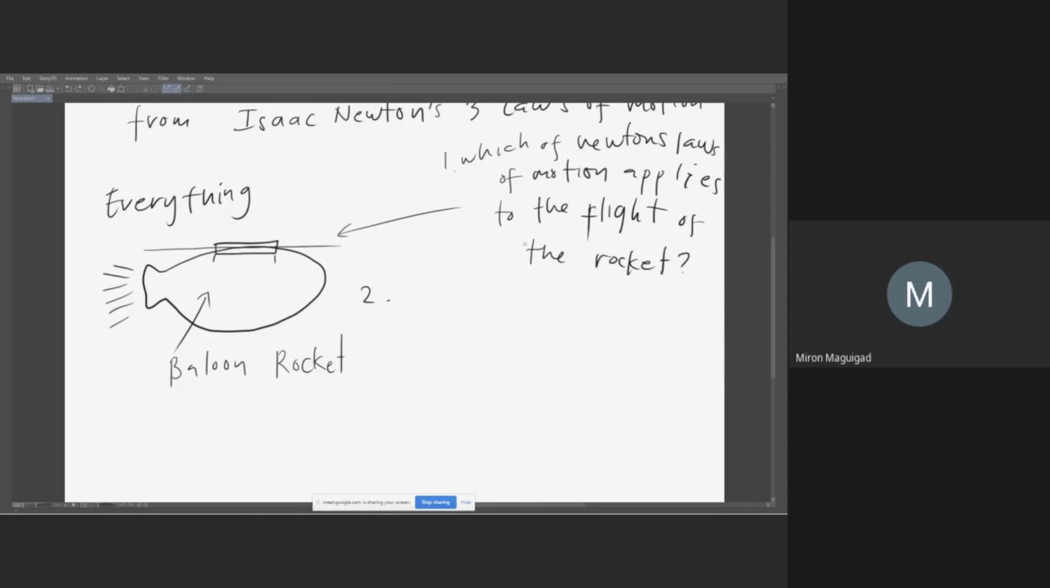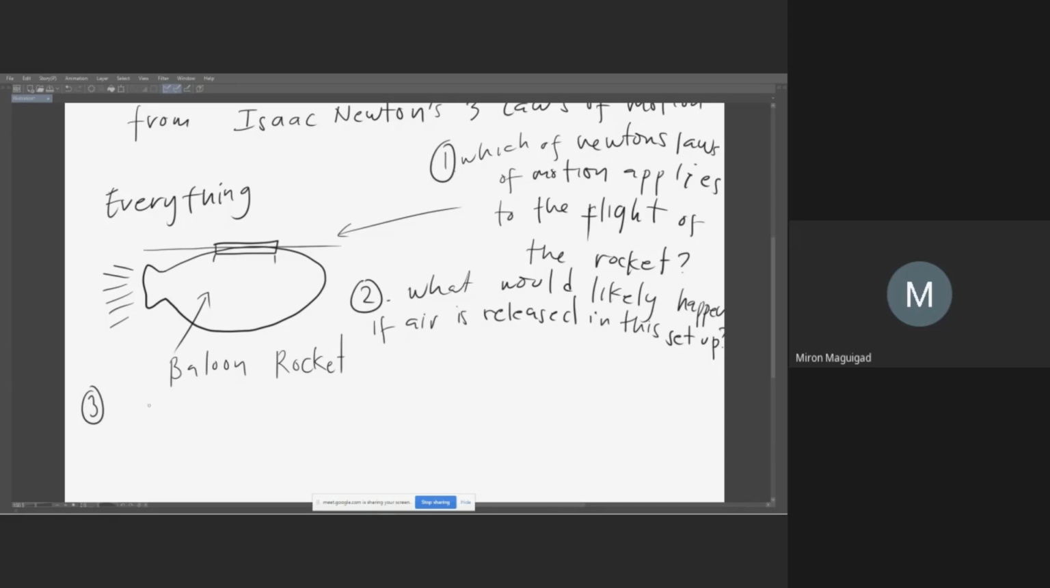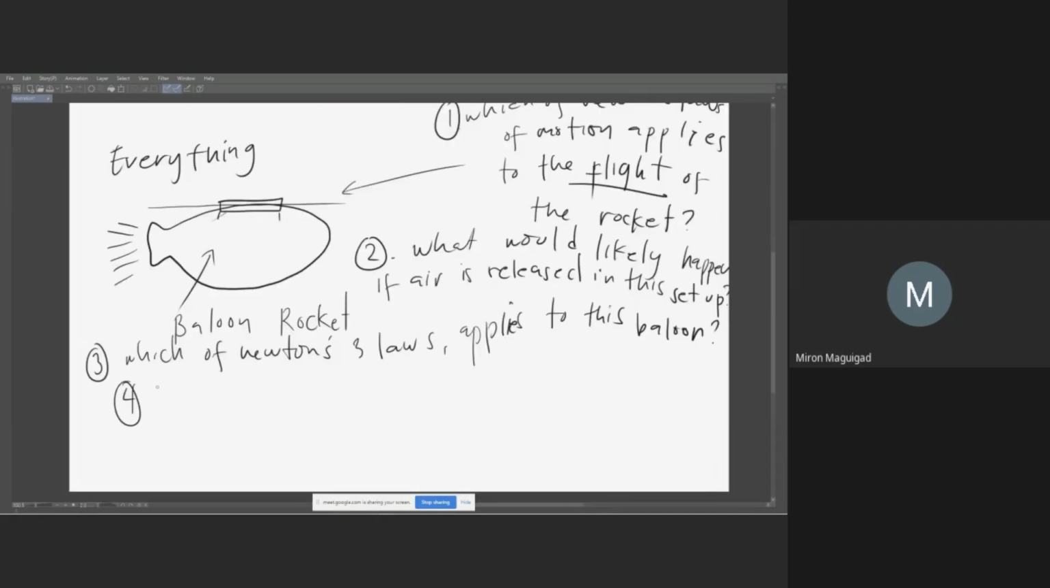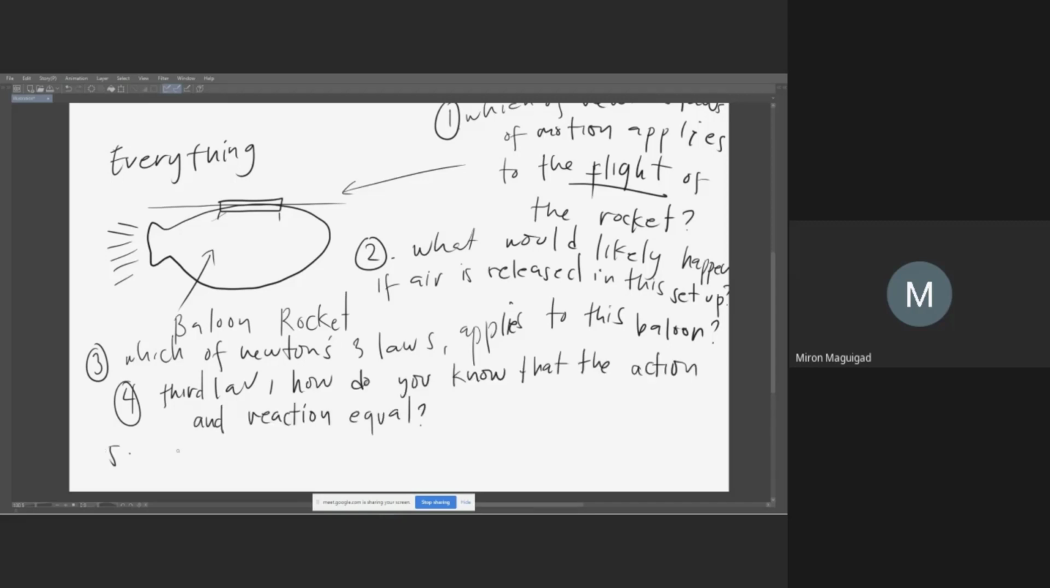Third question: which of Newton's three laws of motion applies to the balloon rocket? Parehas siya naman ito. For number four, according to Newton's third law, how do you know that the action and reaction forces on the balloon are equal? And lastly, what if the balloon is also filled with water? Will it move slower or faster? And then of course, why?